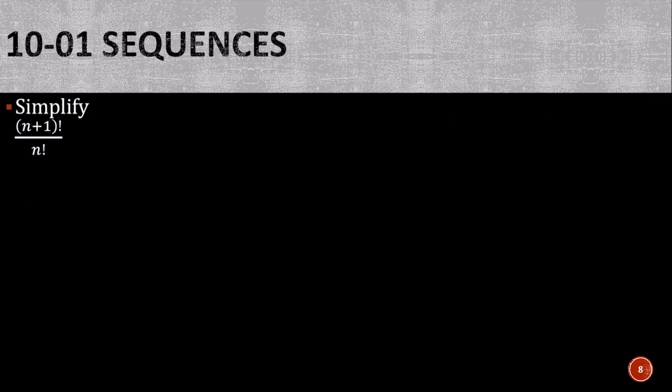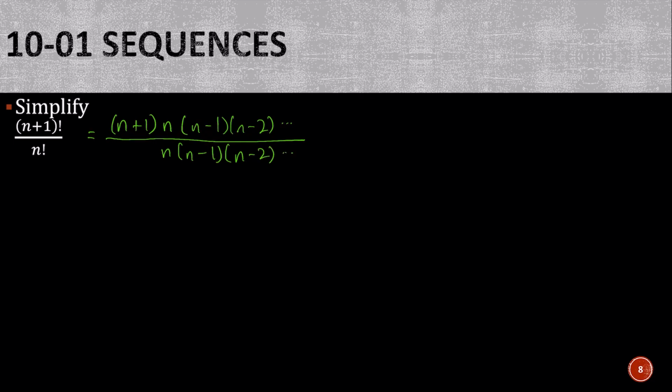So let's try something more interesting. Let's simplify it with variables. So n plus 1 factorial could be, well, it's n plus 1 times the next number smaller than that. Well, the next number smaller than n plus 1 is n. And then n minus 1. And then n minus 2. Then n minus 3 and n minus 4 and so on. n factorial will be n times the next number smaller than it, which would be n minus 1. Then the next number smaller than that, and so on. You can see that cancels and we're left with n plus 1.